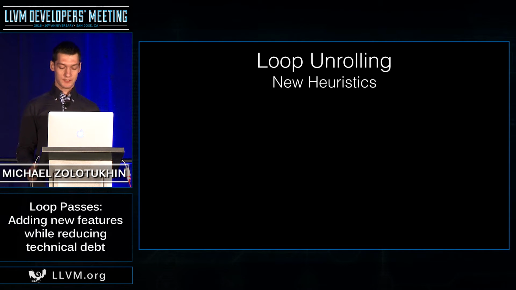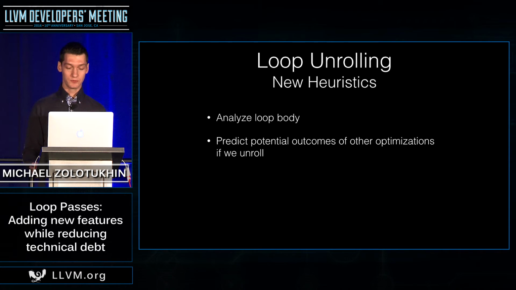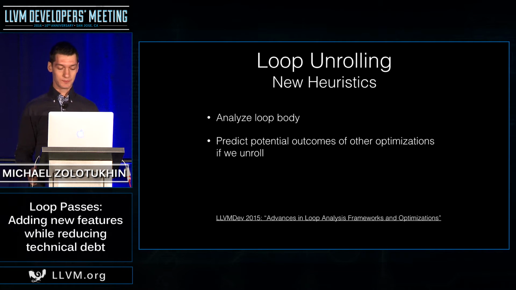This heuristic has the goal of finding better candidates for unrolling, and it does this by analyzing the loop body and trying to predict which optimizations will be further triggered if we unroll the loop. We covered this technique at the conference last year, so if you are interested, you are welcome to check out the video from last year's conference called Advances in Loop Analysis Frameworks and Optimizations.